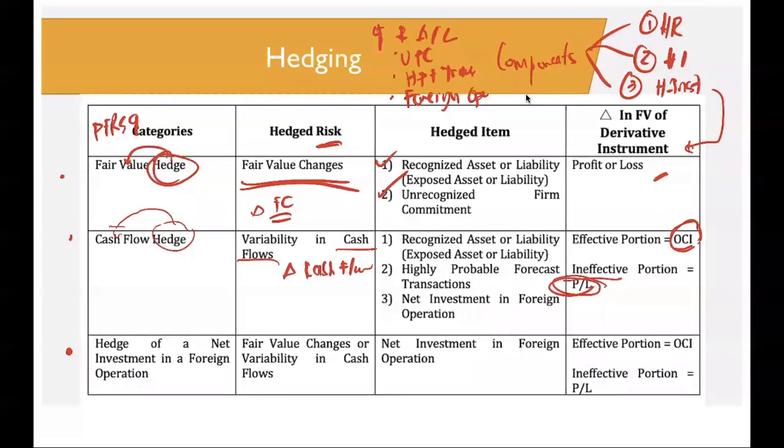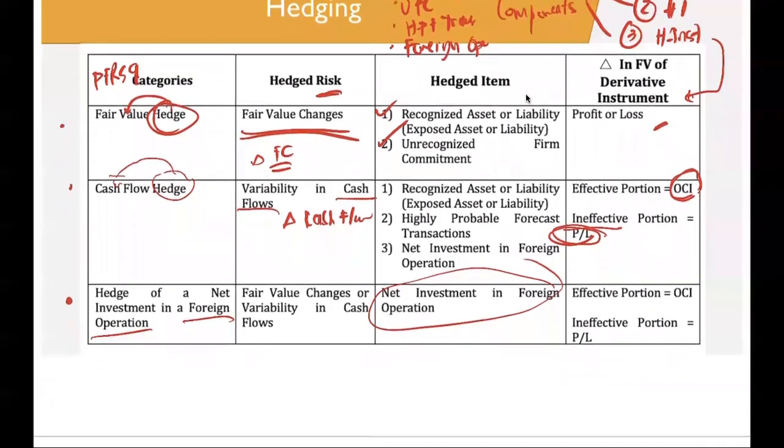Last type of hedge, hedge of a net investment in foreign operation. Therefore, what do we hedge here? The foreign operation. Then your hedged item is your net investment in foreign operation. Still, we have your effective and ineffective portion. Always remember that the effective portion is placed in OCI and the ineffective portion is placed in your profit or loss. Later, we will discuss how to compute for your effective and ineffective portion.